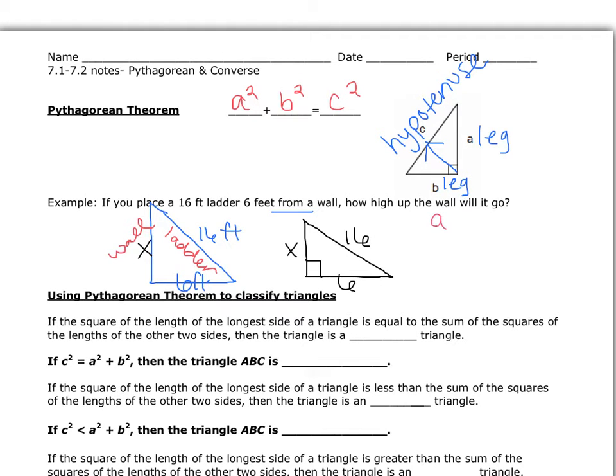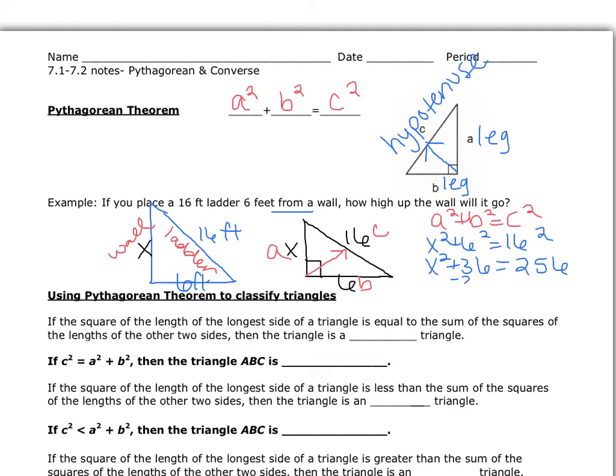So you use Pythagorean Theorem. And again, A and B are interchangeable. C is always the side across from the 90. So we have A squared plus B squared equals C squared. So x squared plus 6 squared, which is 36, equals 16 squared, which is, I believe, 256. Yes, it's 256.